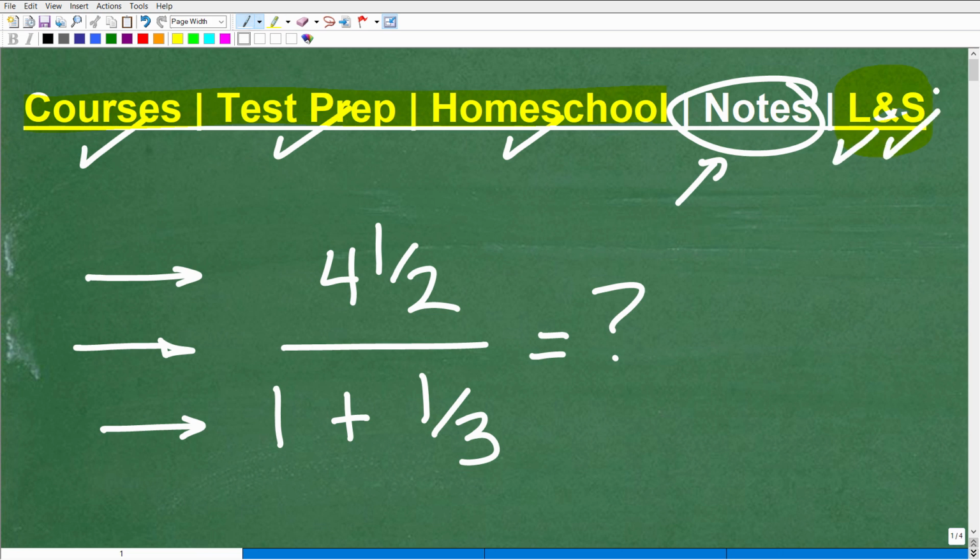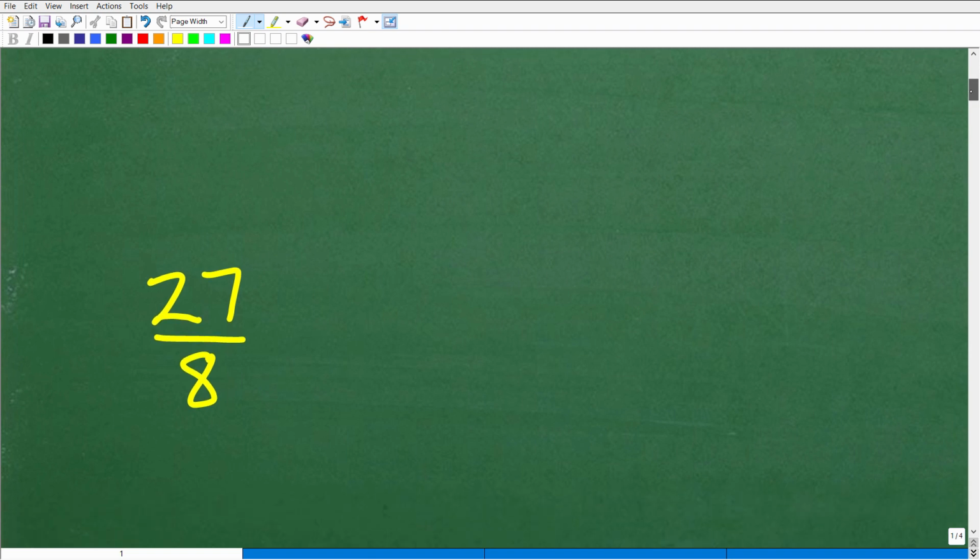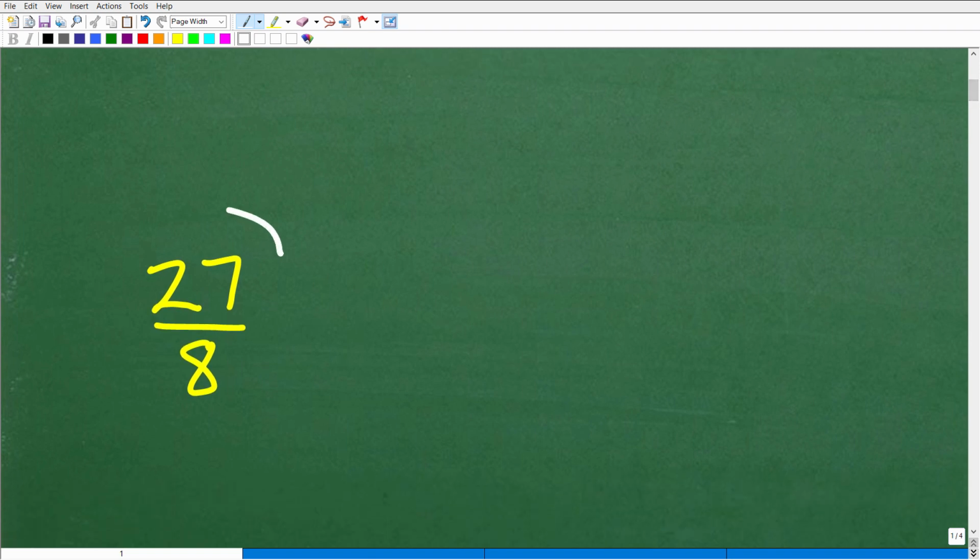Okay, so we got 4 and 1/2 divided by 1 plus 1/3. This is a basic level complex fraction problem. But let's go ahead and take a look at the answer right now. The answer is 27/8. Okay, 27/8. How did you do?